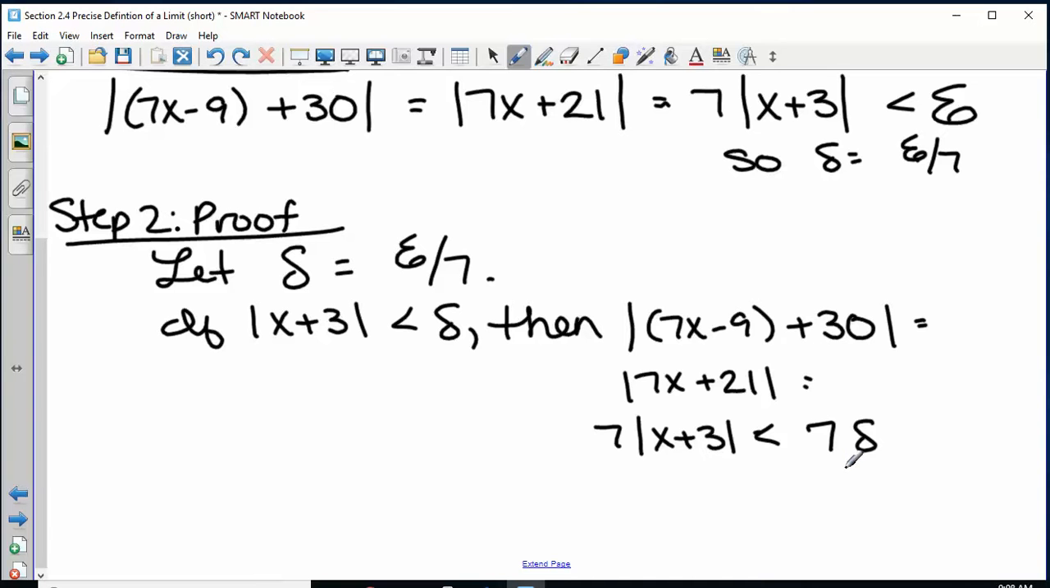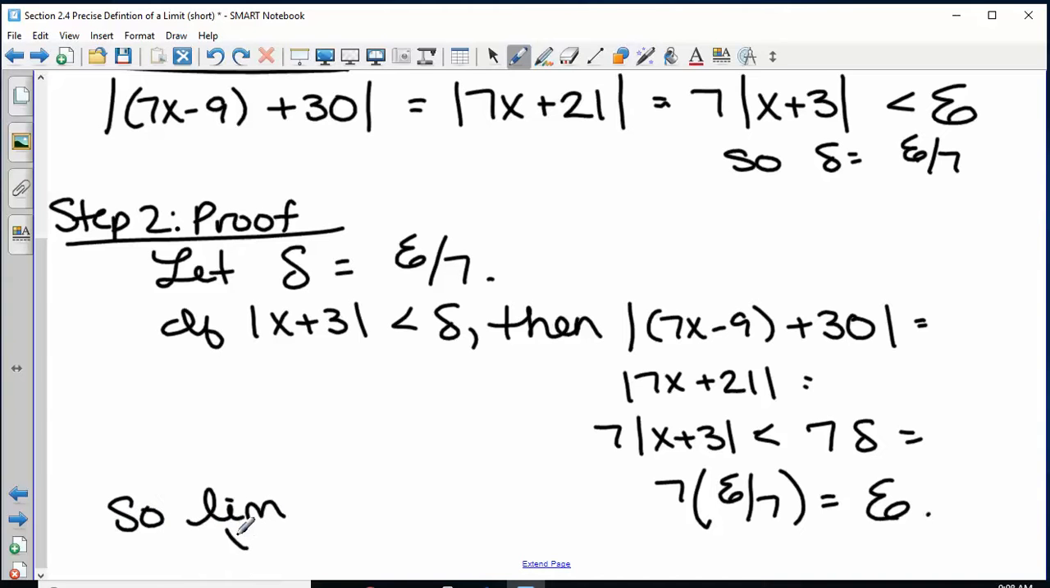Now all I need is my epsilon. What do I do? We said delta equals epsilon over 7, so that's 7 times epsilon over 7, which is epsilon. So we have proven that the limit as x approaches -3 of 7x minus 9 does equal -30.